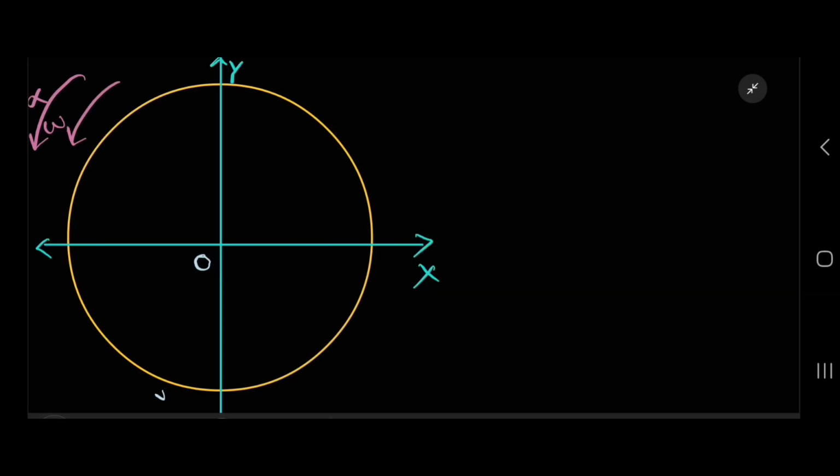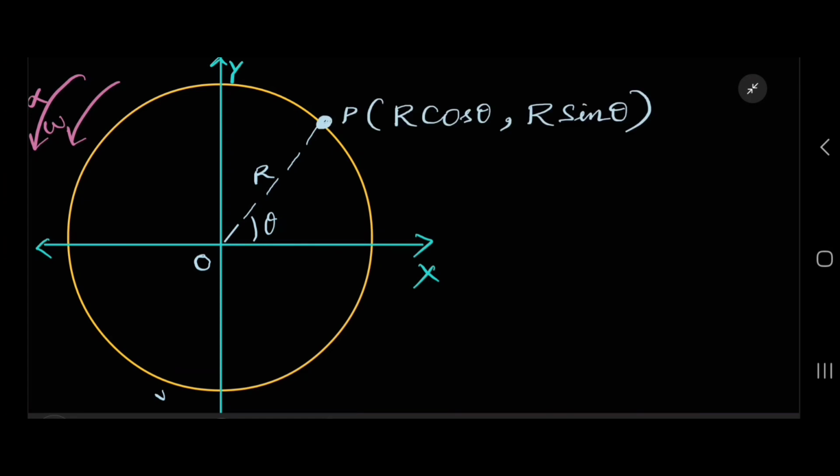Consider a particle that moves in a circular path, say in anti-clockwise direction for example, of radius r. I shall take the center of the circle to be the origin, with x and y axes. Then any arbitrary position of the particle is at an angle theta with the x-axis. So at that position, the coordinates of the particle are r cos theta, r sin theta.